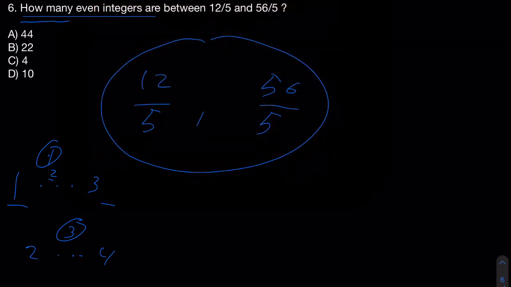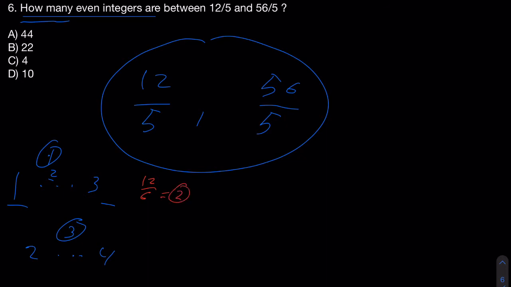So let's estimate 12 over 5. It's really close to 12 over 6, which is 2. And in this scenario, 56 over 5 is really close to 55 over 5. Now, that's an important point to mention. If you're going to change the denominator here, you don't have to change the denominator there. Those are two separate numbers. Just estimate them to a similar estimation.